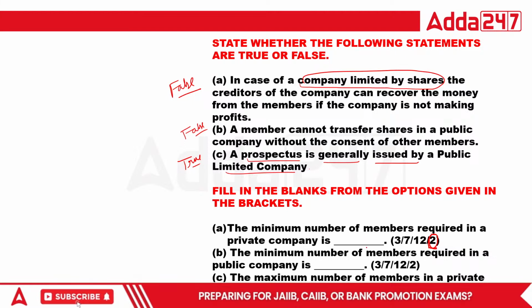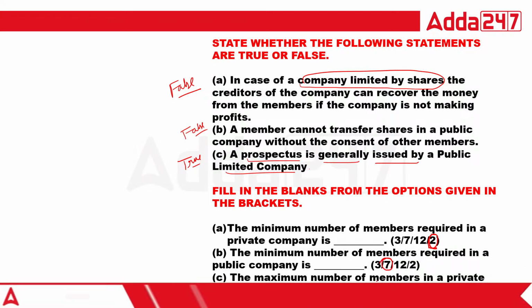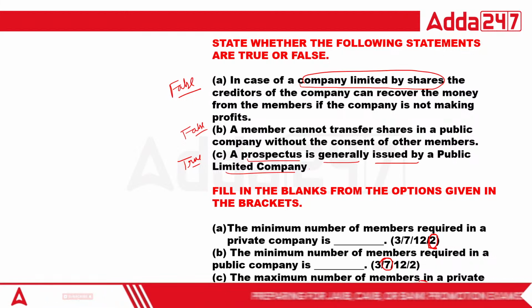Minimum number of members in a public company. So in a public company, the minimum should be 7. Maximum number of members in a private company. The maximum can be 200.